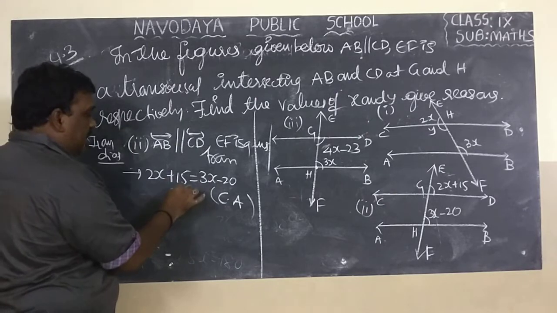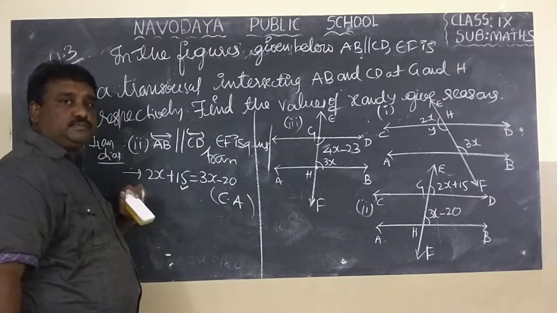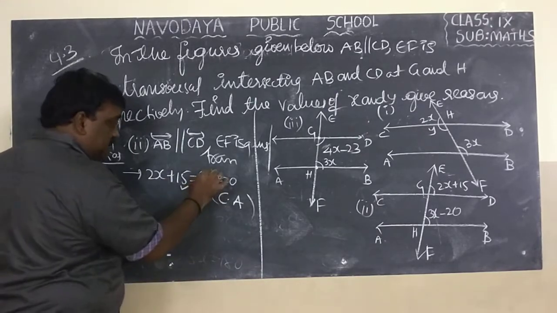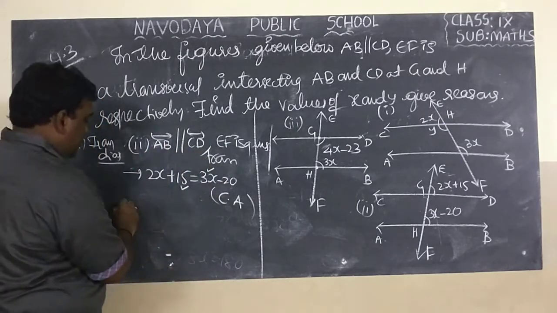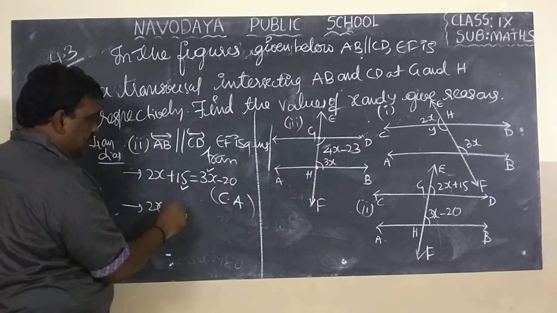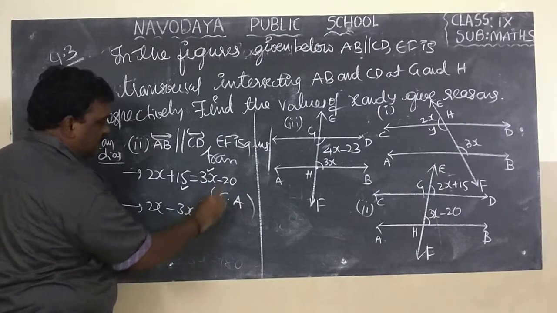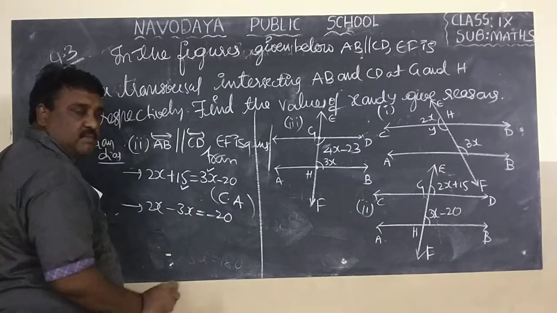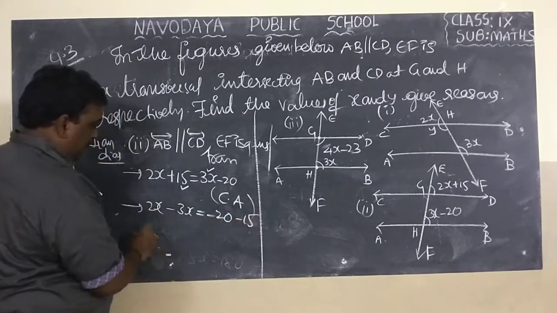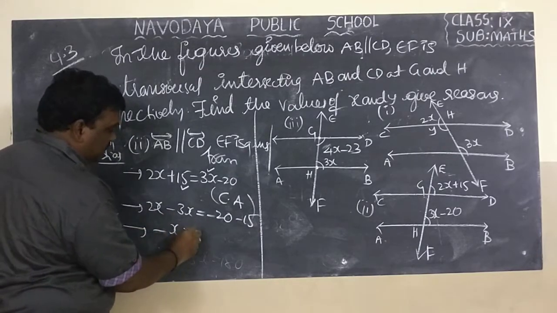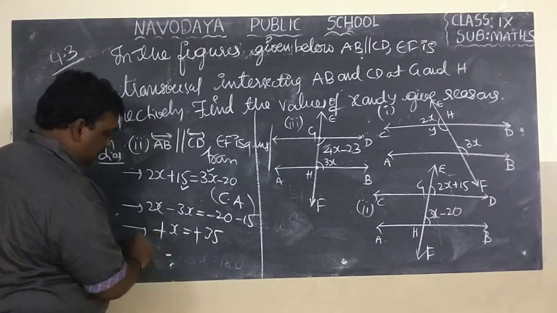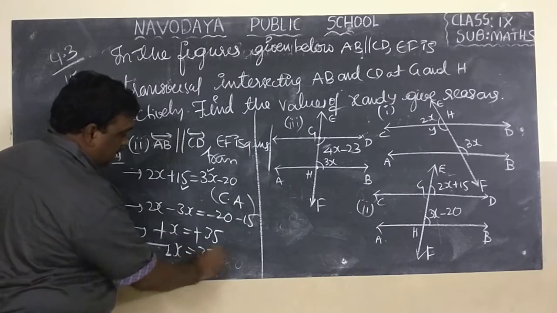Then 15 is moving to the right side, 3x is coming to the left side. Then 2x moving minus 3x, signs change. Already minus 20 is there, plus 15 becomes minus 15. Subtract: minus x equal to minus 35. Minus minus cancel. x value 35.